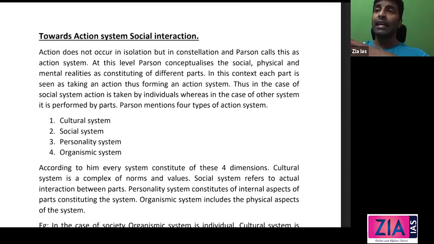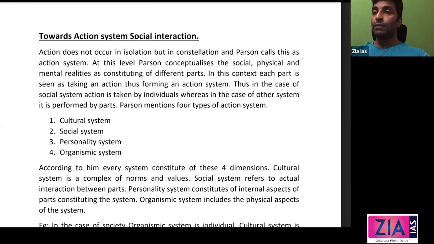So who is performing the action in a social system? In class, individuals, right? In society, individuals. That's what Parsons also says. There is nothing difficult in that. So in the case of a social system, individuals are performing the action. In the case of other systems, like a computer, it will be the hard disk, the motherboard, right? It will be other parts, right? It is done by parts.